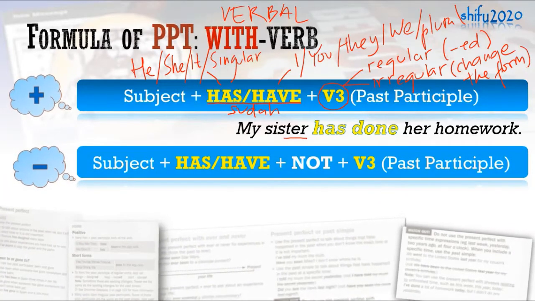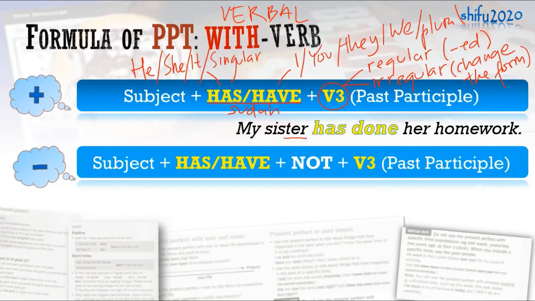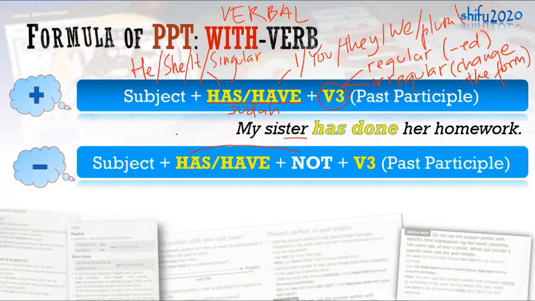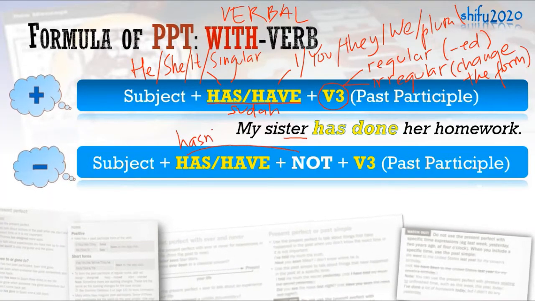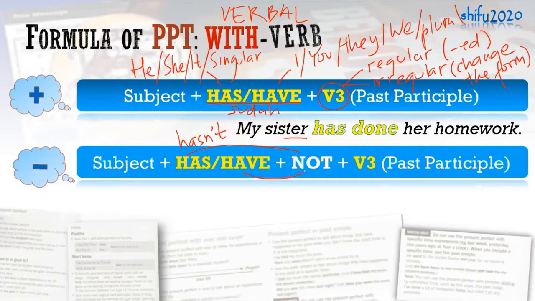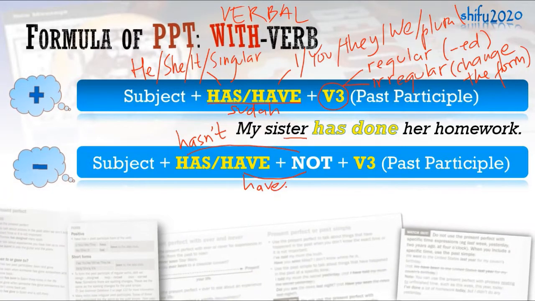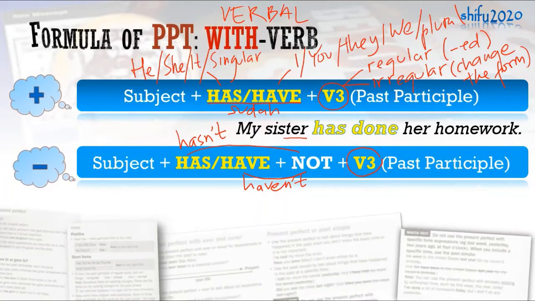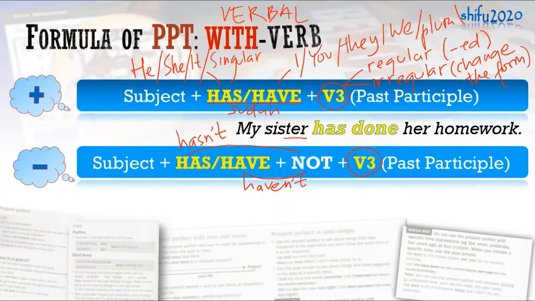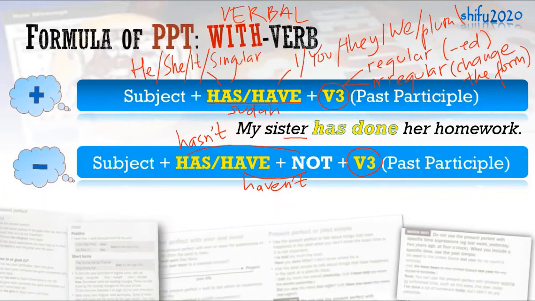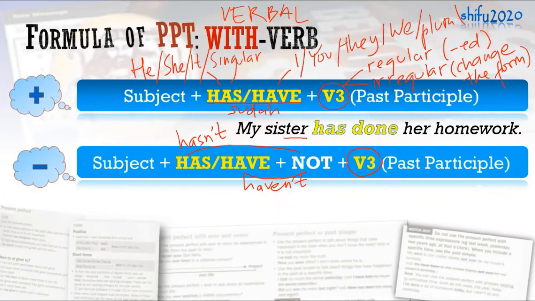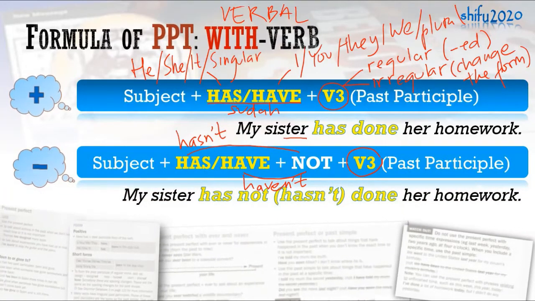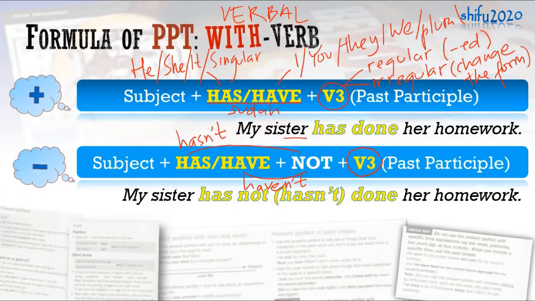It's just the same. You only need to add not, because this is negative. Okay, so you can use has not. It becomes hasn't, or have not. It will be haven't. Remember, always use verb 3. Don't change into verb 1 or 2 or add anything else other than the ed for the regular form. Okay, for example, my sister has not or hasn't done her homework.